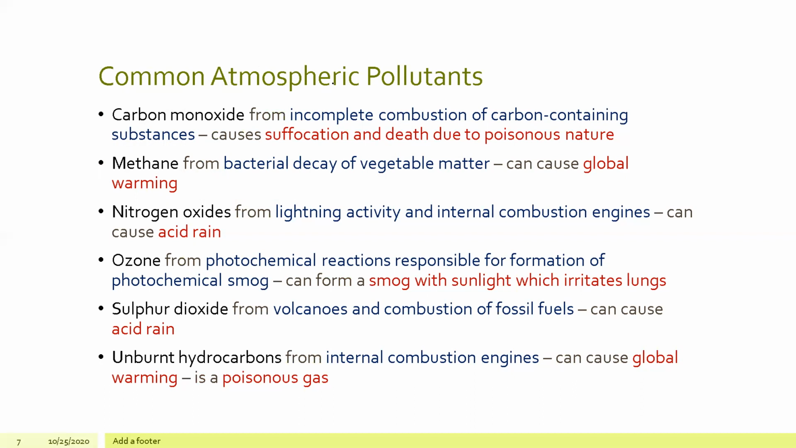And methane is the next pollutant that we have, and that forms from bacterial decay of vegetable matter, and that can cause global warming. Nitrogen oxides form from lightning activity. Whenever lightning strikes, nitrogen oxide forms, and in internal combustion engines, nitrogen oxides are also released. So that can cause acid rain.